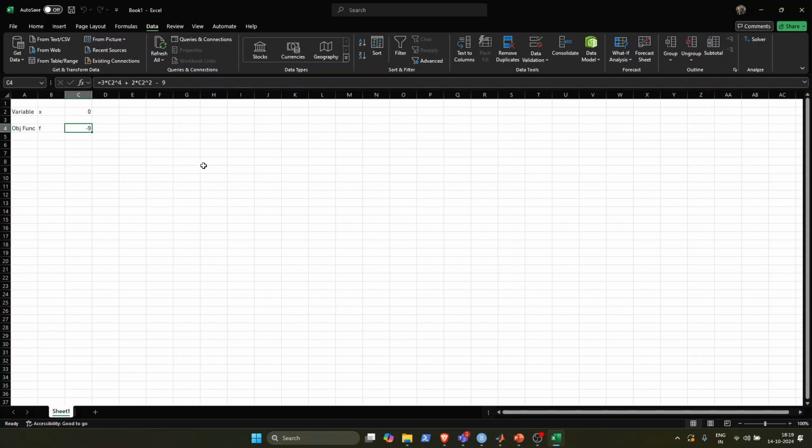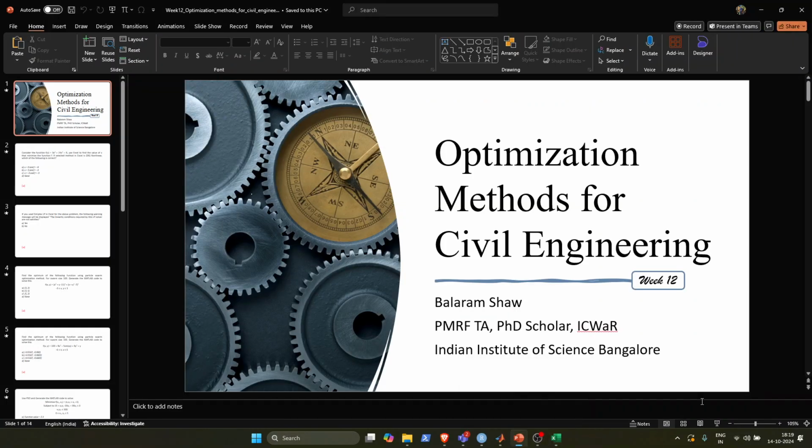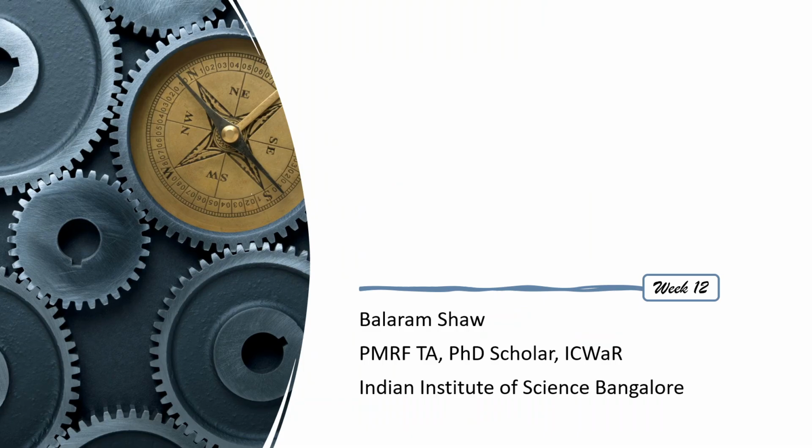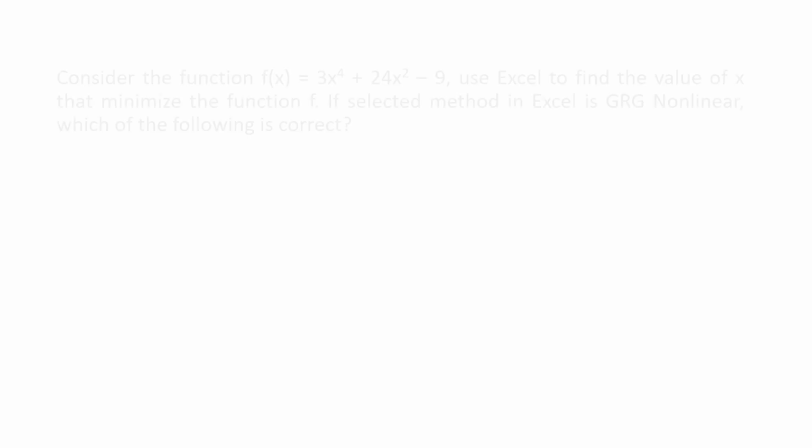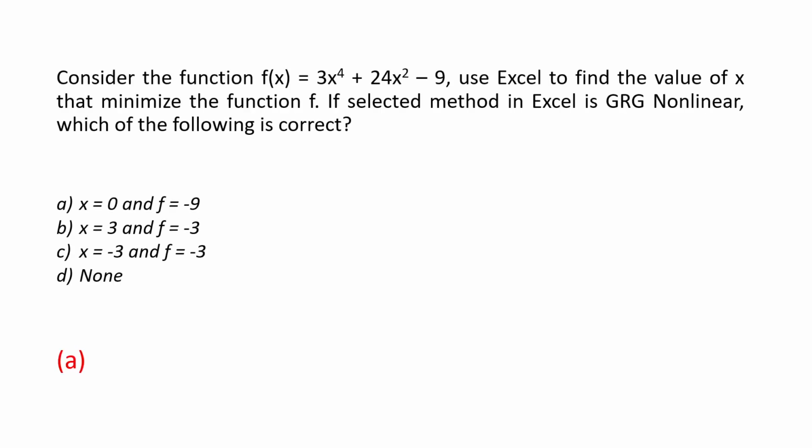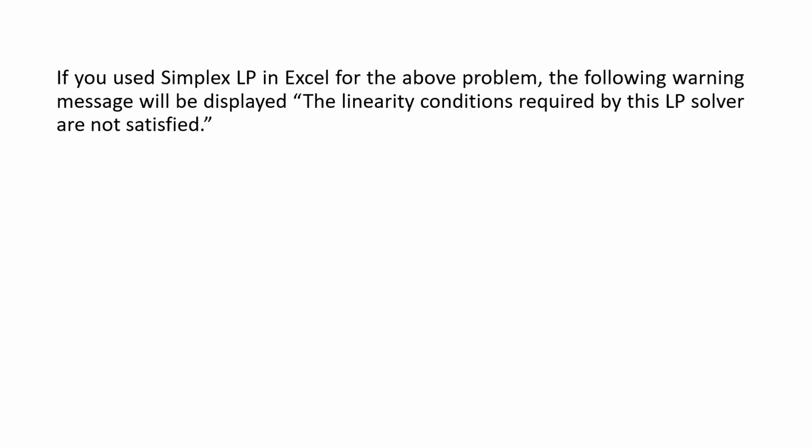We'll go to that question and see what the options are. The correct answer is this: x equals 0 and f equals minus 9. I hope this is clear. Then the next question is, if you used simplex linear programming in Excel for the above problem, the following warning message will be displayed. What is the message? That the linearity conditions required by this LP solver are not satisfied. The options are yes or no.